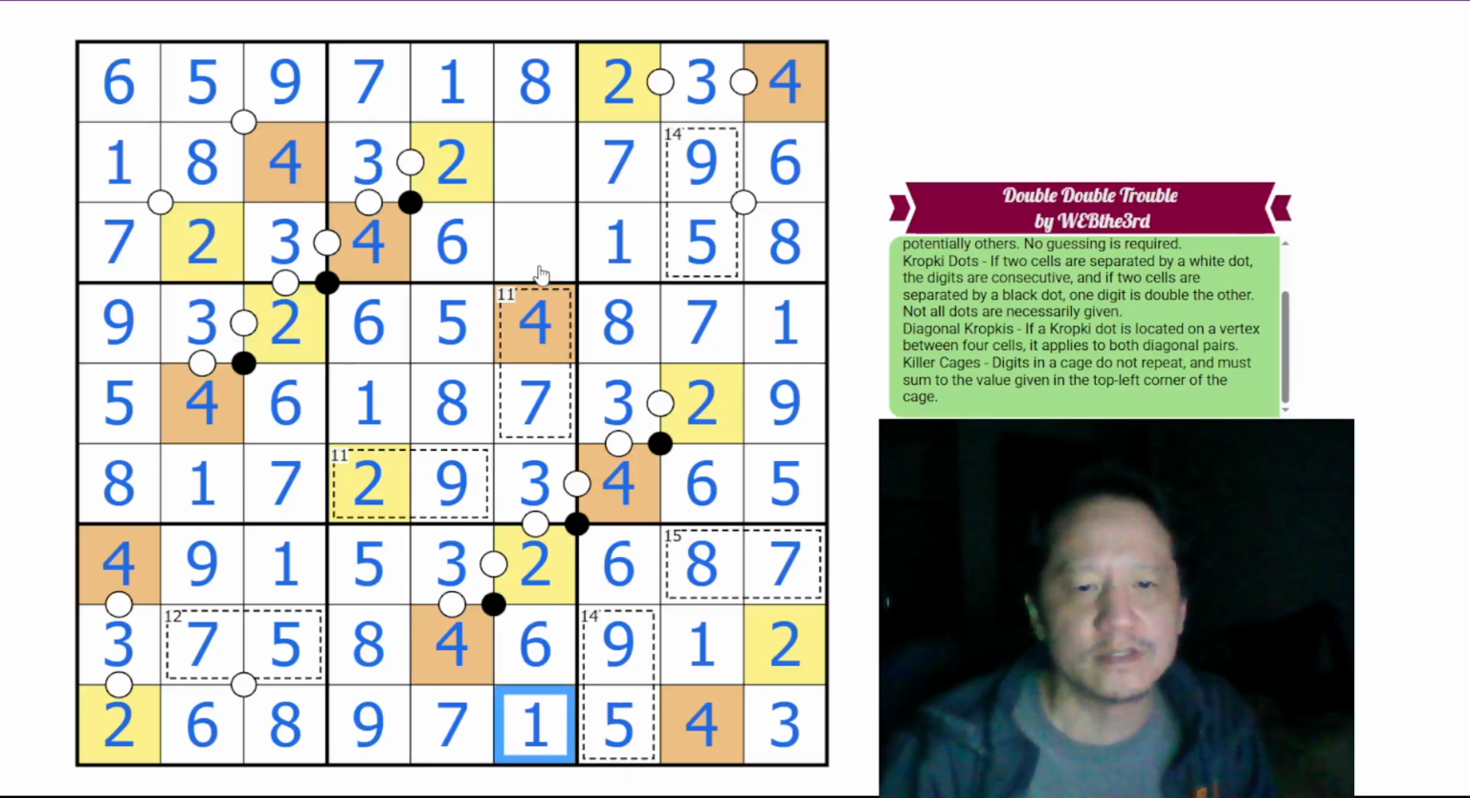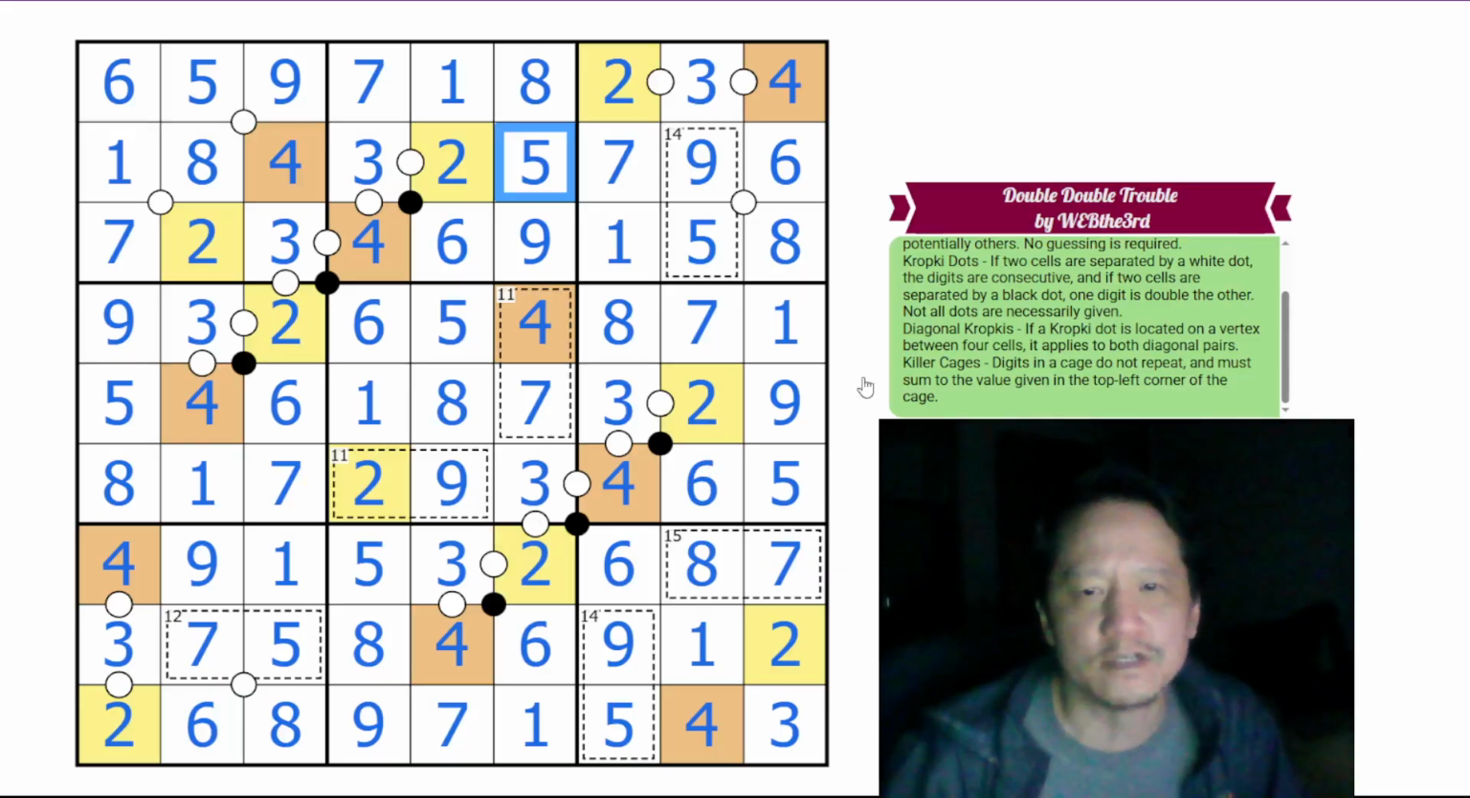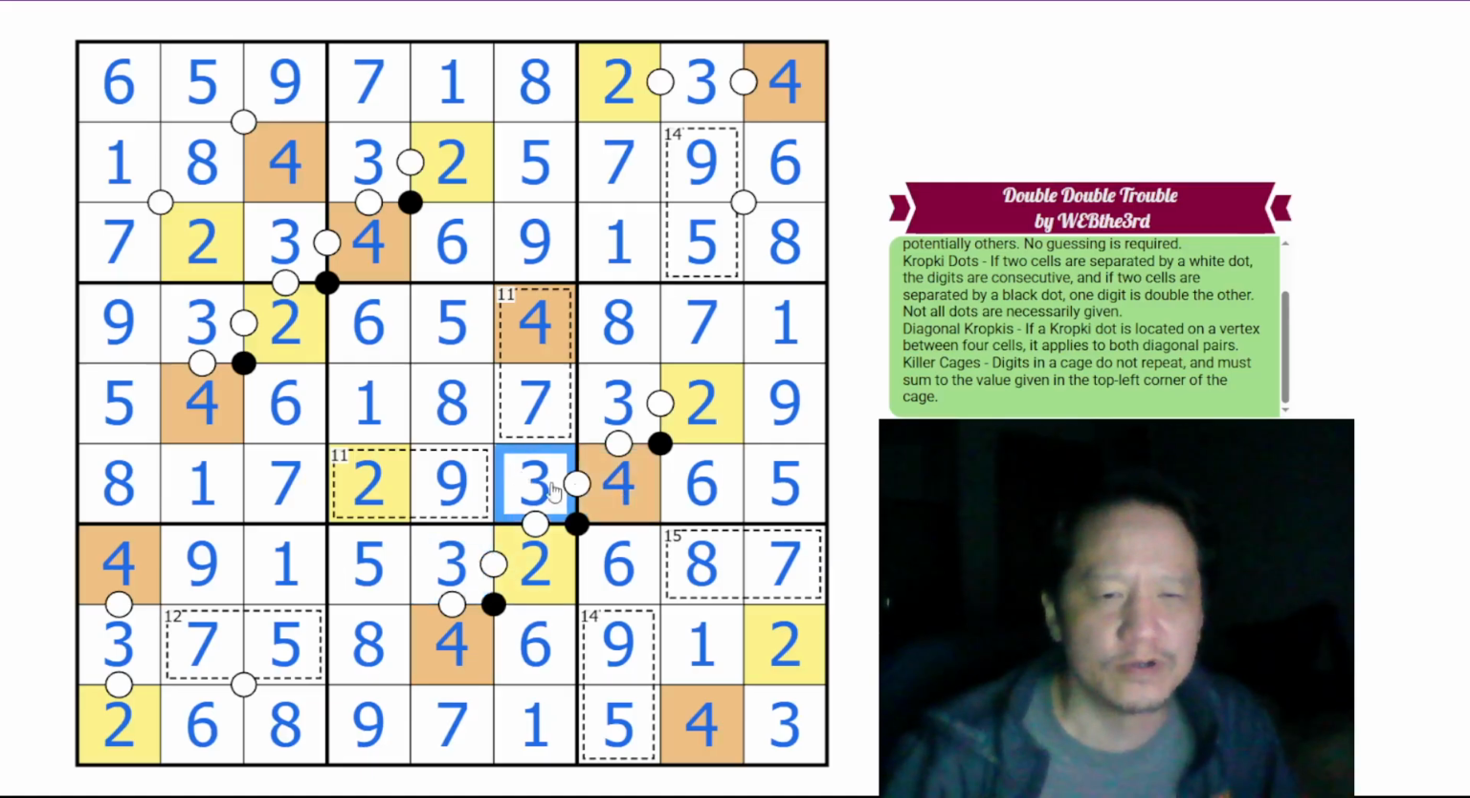That's 7, and this is 1. That leaves this digit as 9 and this digit as a 5. And that's a solution. Yeah, fairly straightforward.